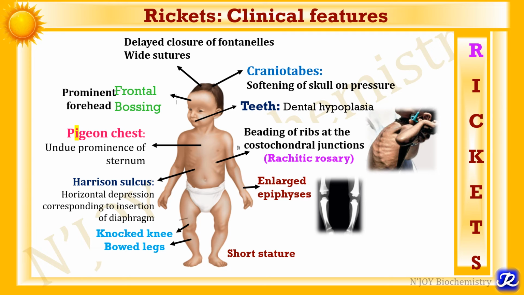R-I-C-K-E-T-S. R stands for rachitic rosary. I stands for pigeon chest. C stands for craniotabes. K stands for knock knee. E stands for enlarged epiphysis. T stands for teeth, that is dental hypoplasia, and S stands for skull changes, that is prominent forehead, delayed closure of fontanelles, wide suture and frontal bossing. So these are the various clinical features seen in rickets.